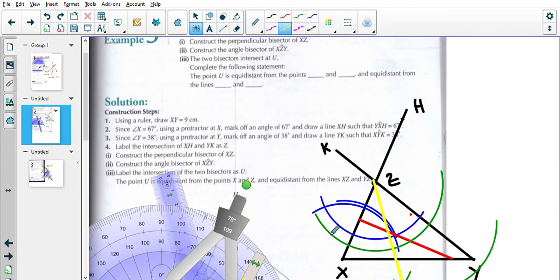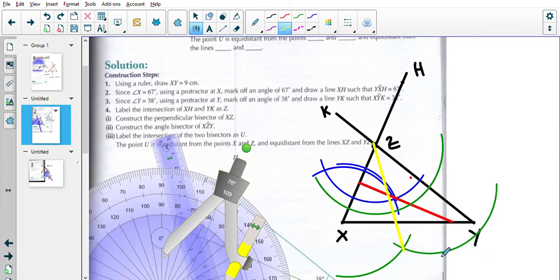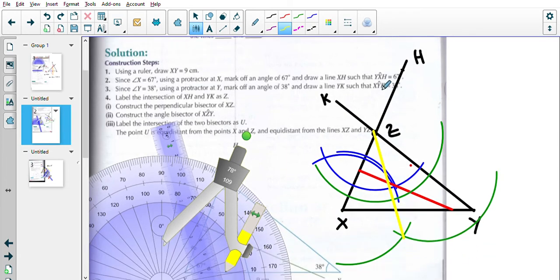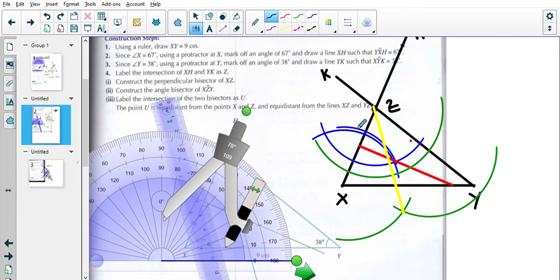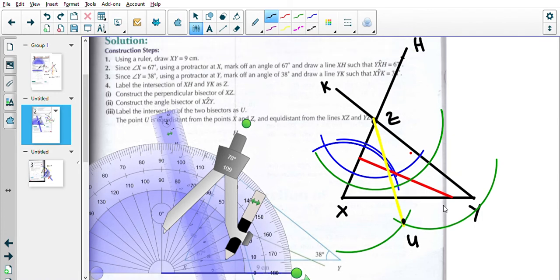Okay, now the two bisectors intersect at U. So this is our U. I will give the name, this point is U. Okay, now we have already done this drawing, and we have already given the name to each dot.